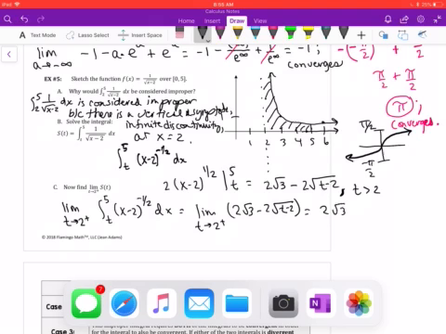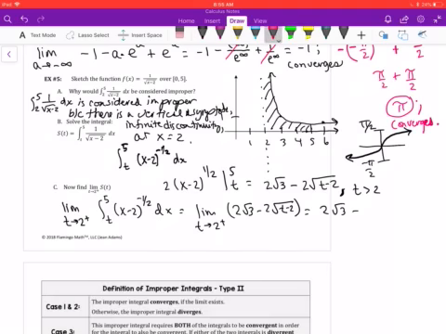So that's going to give us 2 times the square root of 3 minus, now think about, if I put 2 in, like what if I put 2.0001 in? This thing is going to 0. So what's going to end up happening here is that this goes to 0 as t goes to 2 from the right. And so that's going to give us minus 0 there. 2 times the square root of 3 is our answer, which means that this is convergent.